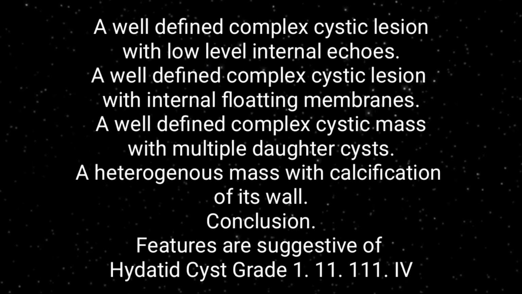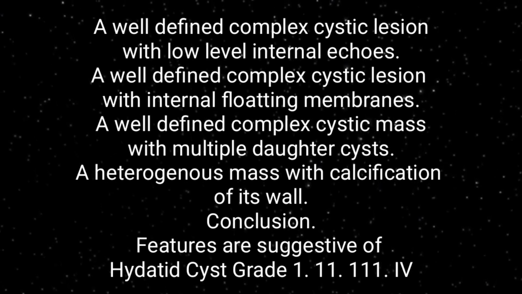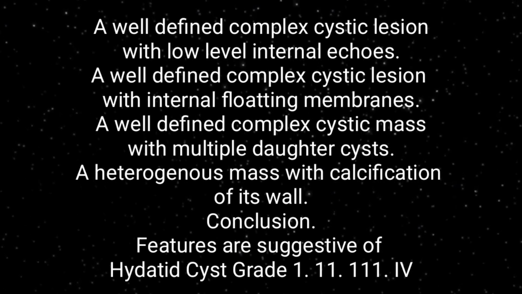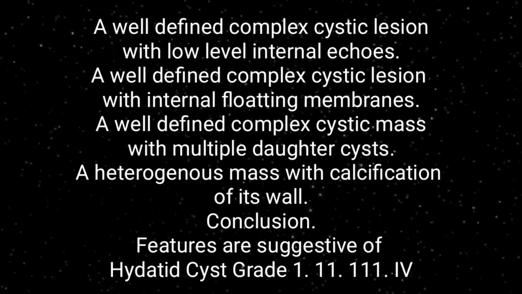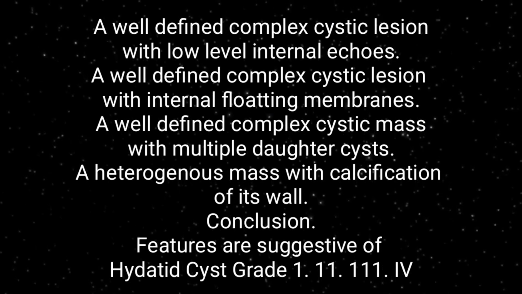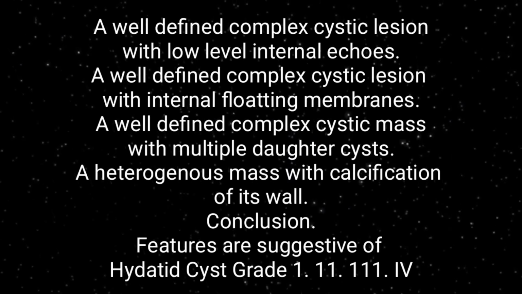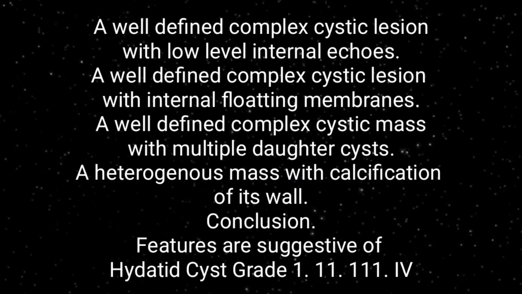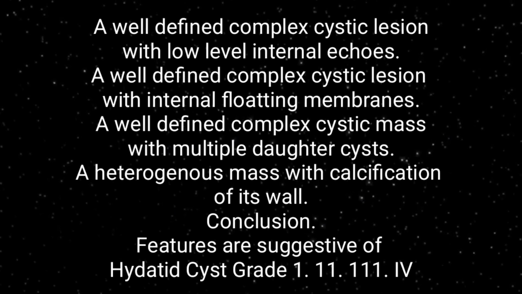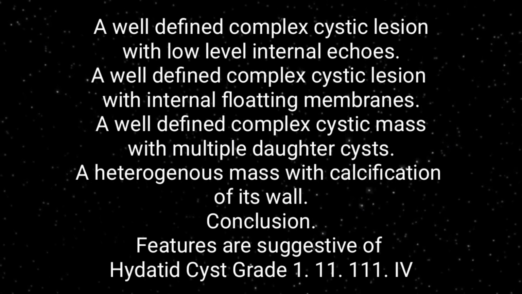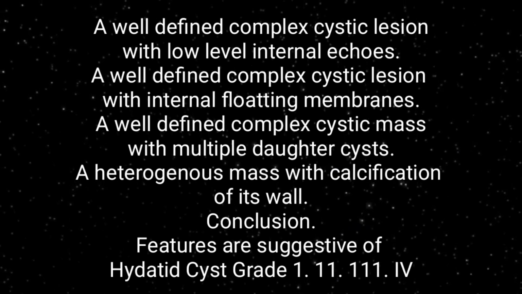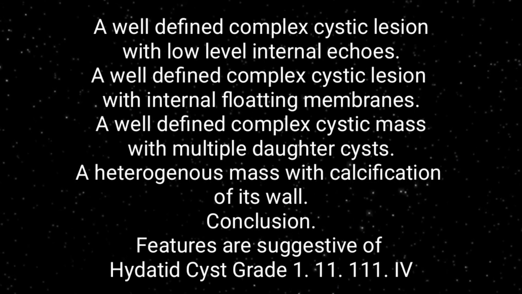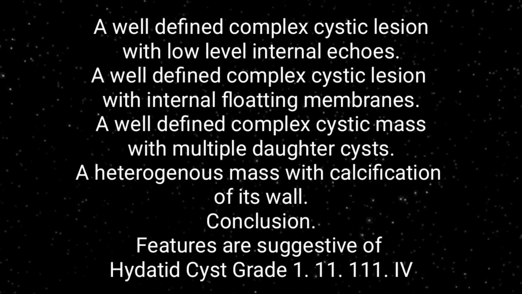When the cyst appears simple with low level echoes, this would be grade 1 hydatid cyst. If you can see any floating membranes within it, that would be grade 2. In grade 3, if there are multiple daughter cysts within the lumen, that is hydatid cyst grade 3. And if it appears as a heterogeneous mass with a calcified wall, then it would be hydatid cyst grade 4.